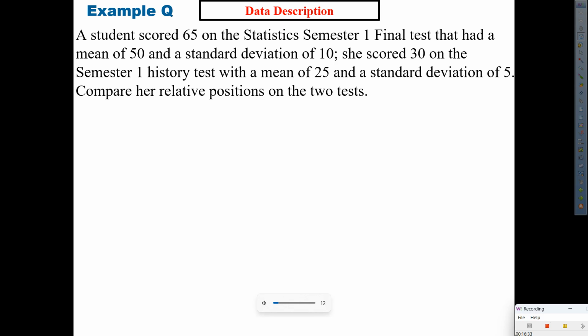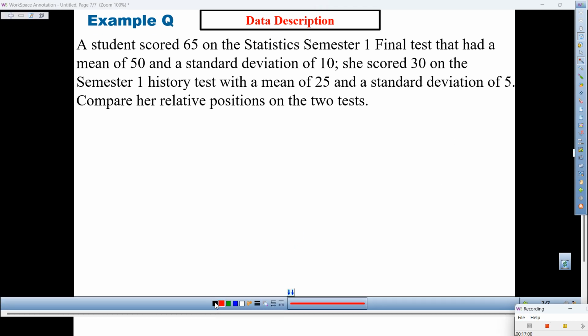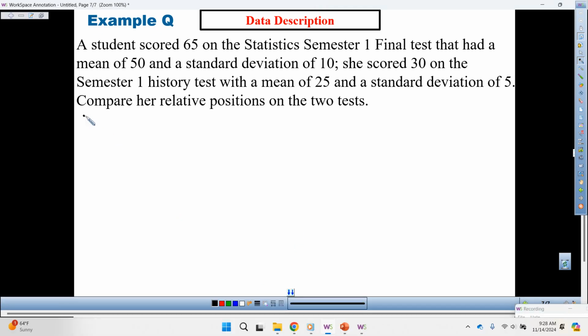No, so tell your neighbor which formula you're going to use for this one. Which formula? Yeah, the sample, that is correct. So let's write it over here on the side. Z is X minus X bar over S. All right? So that's what we're going to start with.